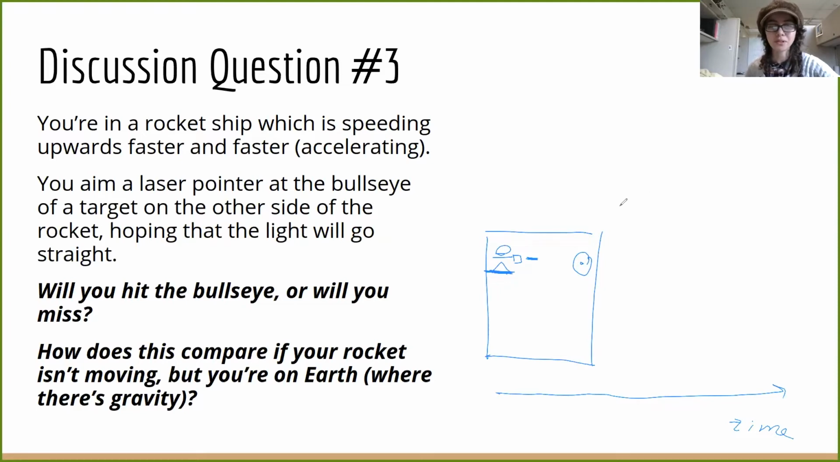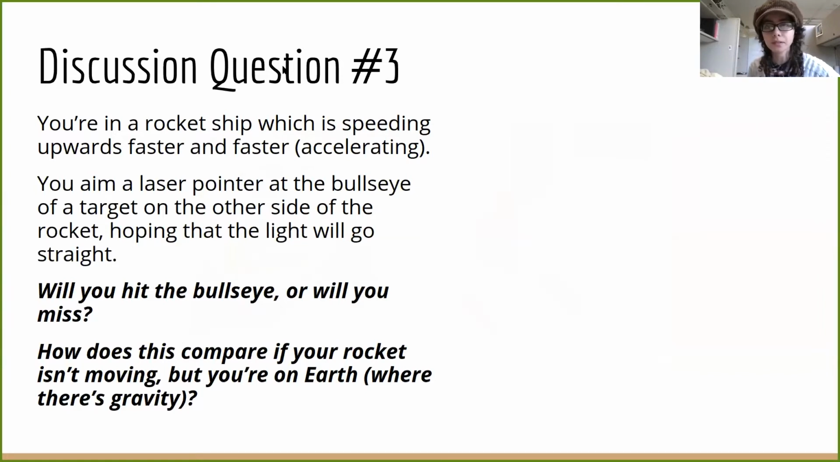So what will the light actually do? Will you hit the bullseye or will you miss? And what if you do this on Earth and the rocket isn't moving, but there's gravity? So what do you expect to happen in both of these cases? Where will the laser be like 2 seconds later? Something like that. We'll put you back in breakout rooms to think about this.